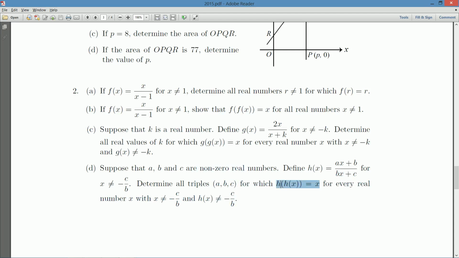Well, we can do exactly what we did before. We had g of x is equal to x. Now we've got h of x. And that'll get us a whole bunch of a's, b's, and c's. And we'll probably get some expression equal to 0. And there'll be certain relationships among a, b, and c that ensure that that is satisfied. All right.